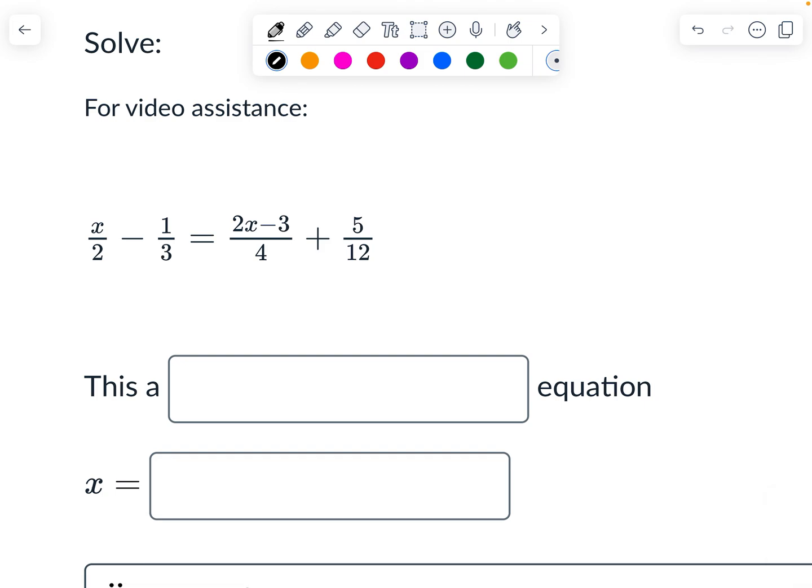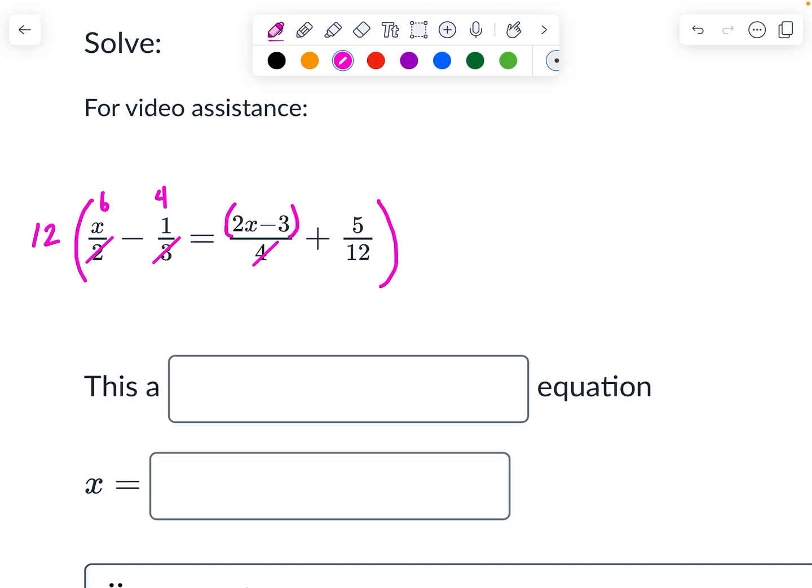I think I would like to get rid of the fractions. So I'm going to multiply the entire equation by the number 12. And I am picking the number 12 because the numbers 2, 3, 4, and 12, the least common multiple, or the first number that they all go into, is the number 12. So 12 divided by 2 is 6. 12 divided by 3 is 4. 12 divided by 4 is 3.